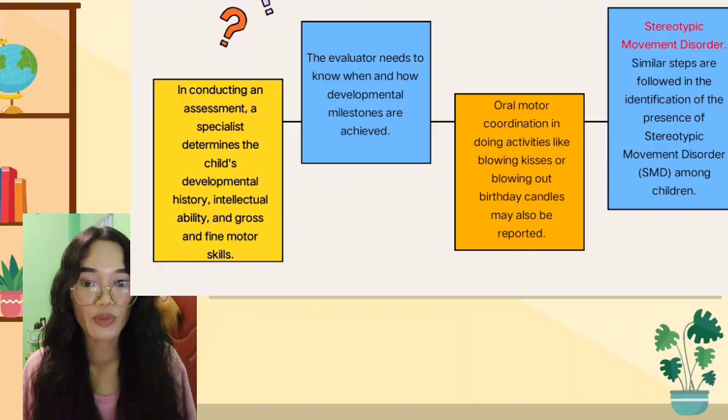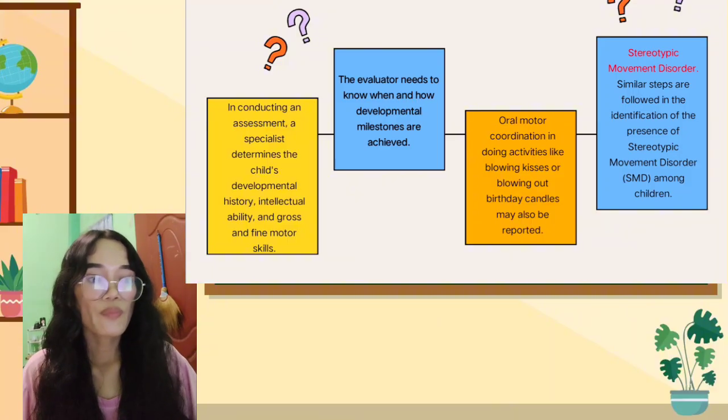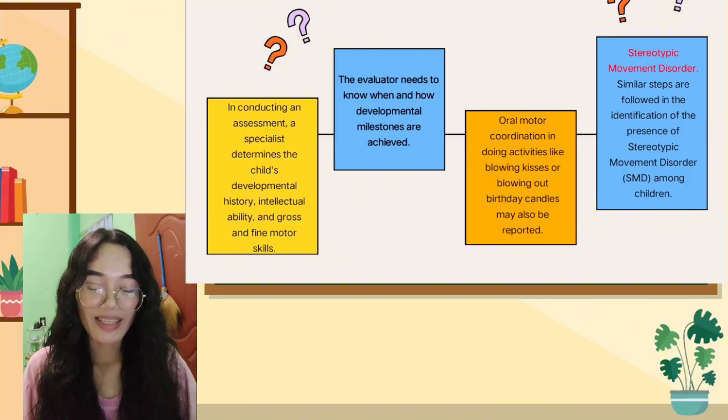Ito yung gross motor skill. On the other hand naman, yung fine motor skills is ito yung involved dito yung mga smaller muscles ng isang bata that are needed sa mga activities. Example niya, like yung mga writing, pag nagka-cut siya ng paper, and yung pagtatali niya ng shoelace and buttoning. So, yes, the evaluator needs to know when and how developmental milestones are achieved.